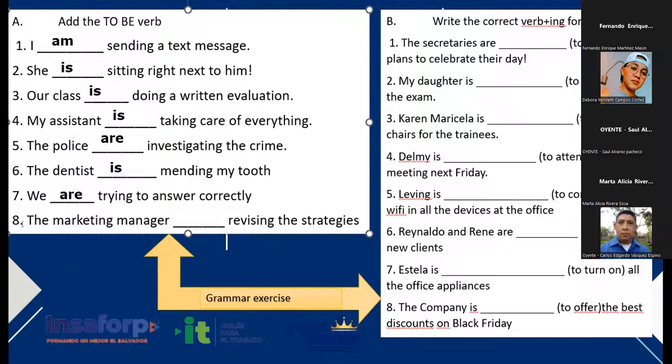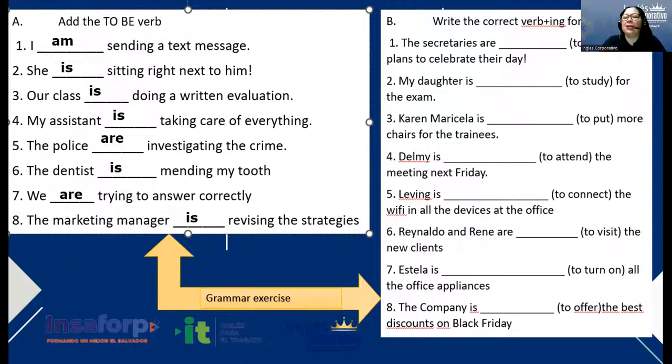Number eight. Revising the strategies. Okay, entonces sería is, porque es marketing manager, only one. And revise termina en una letra E, se va la letra E y queda ing. Bien. Vamos a ver las siguientes. En las siguientes, we have to correct the verb to put the correct ing verb form. All right? So, number one.